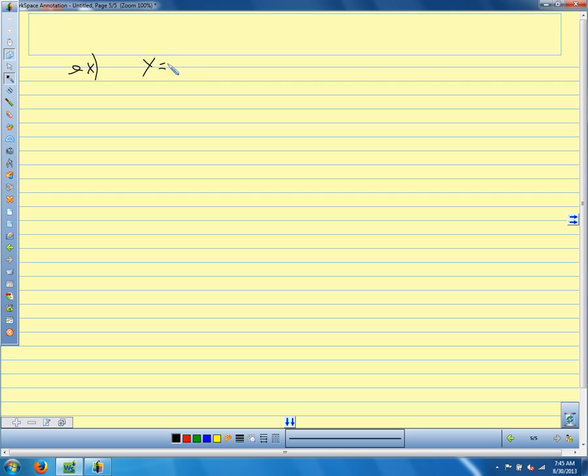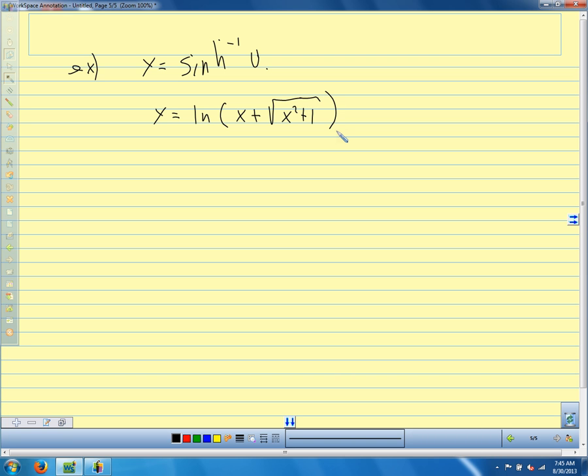We have y equals the inverse sine of u. So I'm going to write inverse hyperbolic sine of u, sorry. I'm going to use the logarithmic definition of the inverse hyperbolic sine of u that we just came up with. So we know that y equals the natural log of x plus the square root of x squared plus 1. We went through the process of figuring out that that was how we define the inverse hyperbolic sine. Okay, this should be x. So we'll just use x rather than x being a function of u.